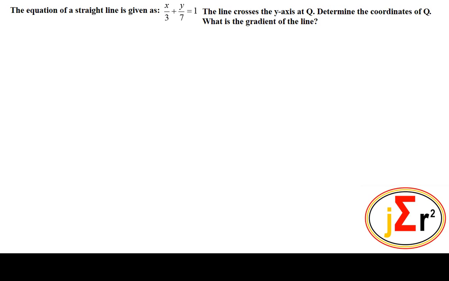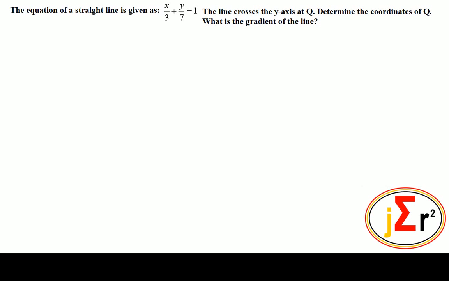The equation of a straight line is given as x over 3 plus y over 7 is equal to 1. The line crosses the y-axis at Q. Determine the coordinates of Q. What is the gradient of the line?